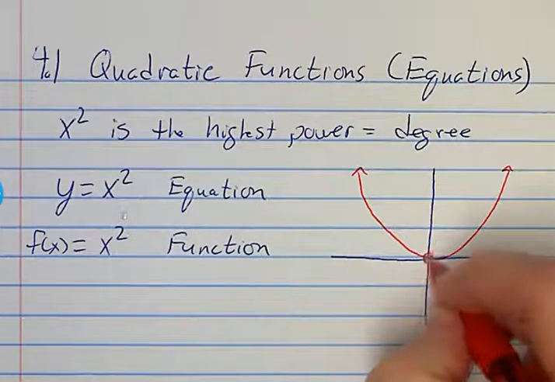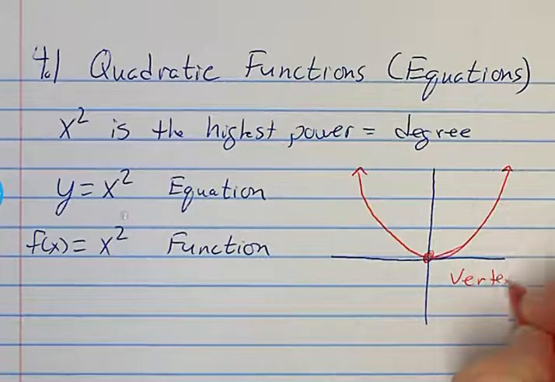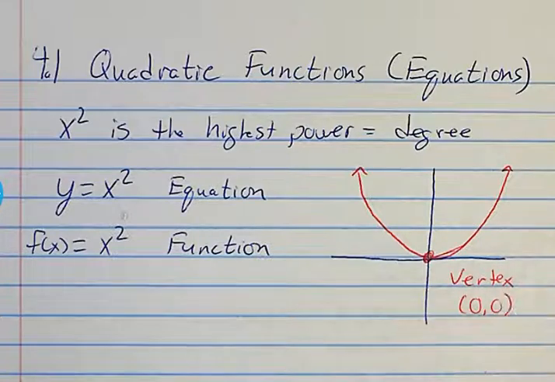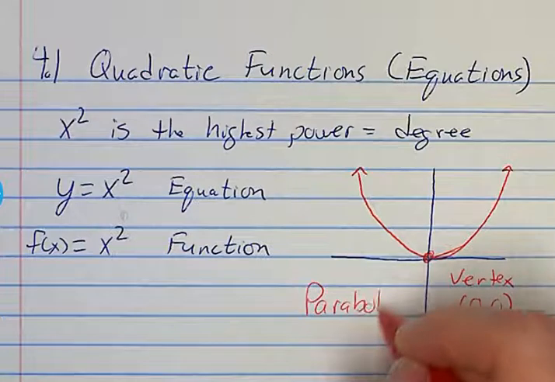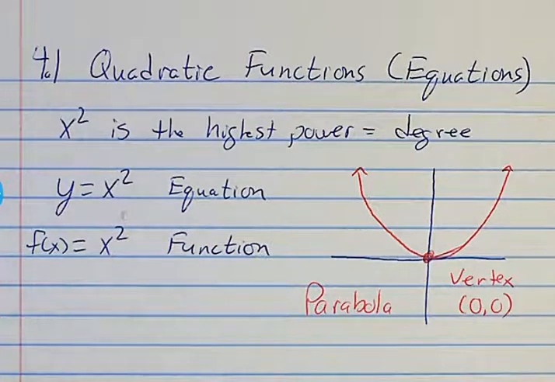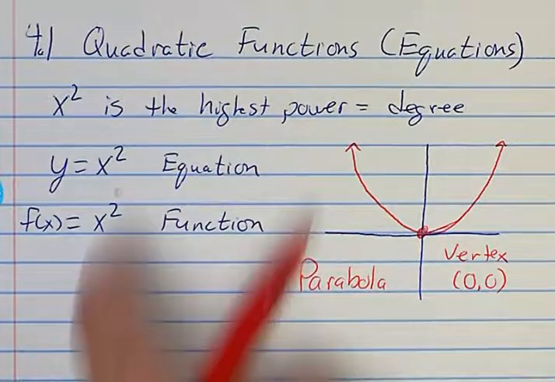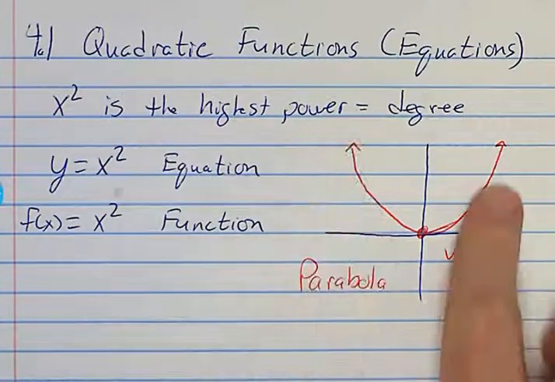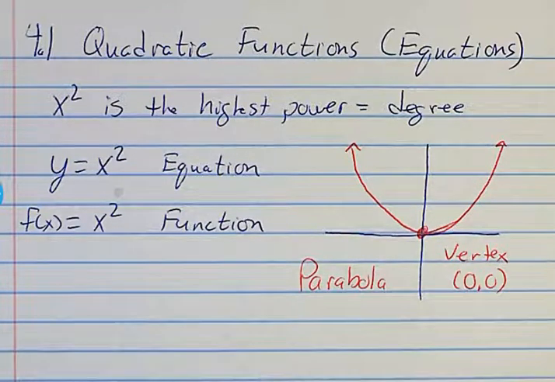Now the vertex is still going to be at 0, 0. And your basic shape here is a parabola. Now, just like we did with absolute values, we're going to take this U-shaped graph and move it up and down and left and right. All the things we did with absolute value, we're going to do the exact same things with it, but now instead of a V-shaped graph, it's going to be a U-shaped graph. So that's the part where it's going to be similar.